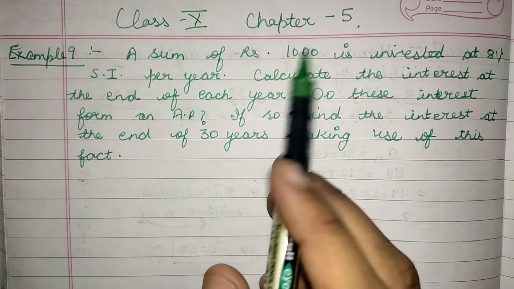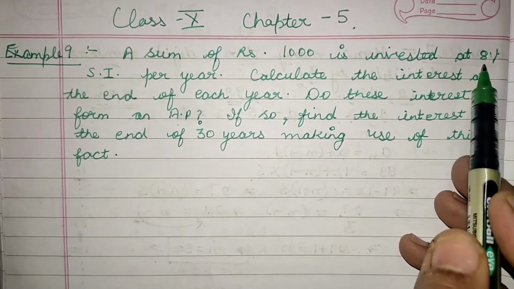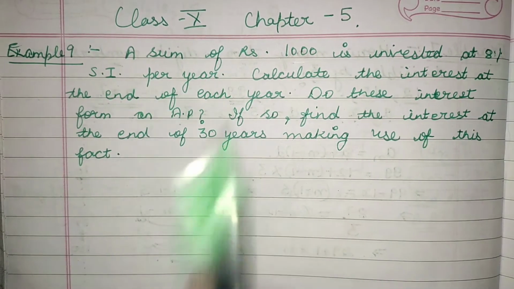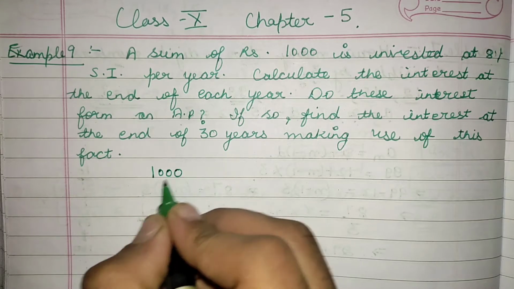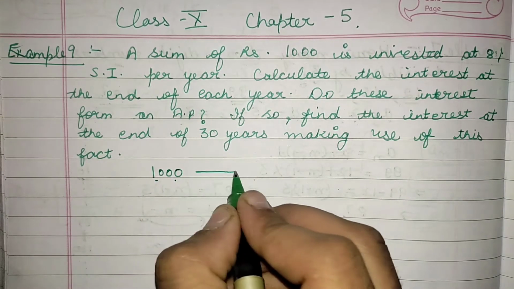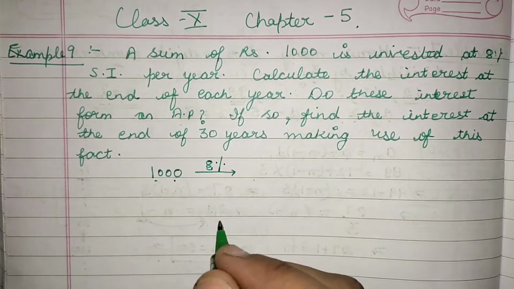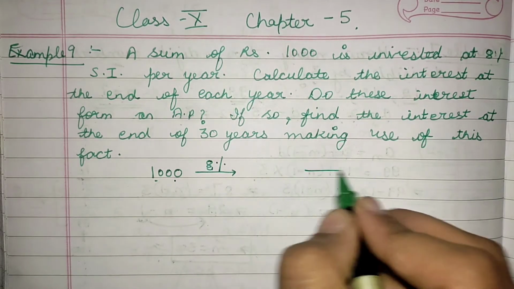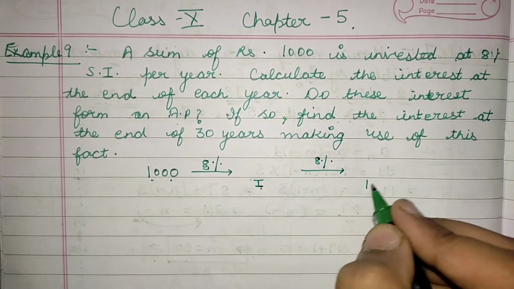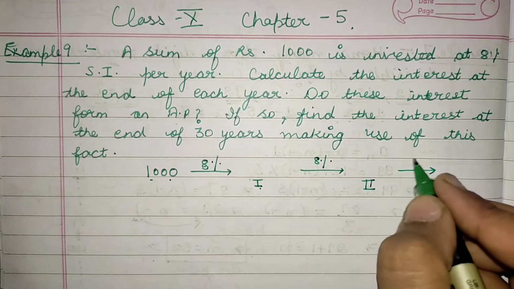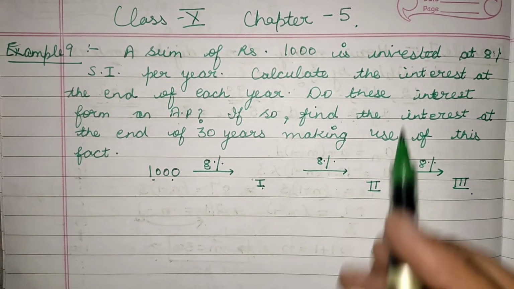The statement says that a sum of rupees 1000 is invested at 8% simple interest per year. Means what? Initially they have deposited 1000 rupees and on this 1000 rupees they will get interest of 8% per year. Means each year they will get interest; this is the interest for the first year and this is the interest for the second year, and again for the third year they will get the same interest, right?